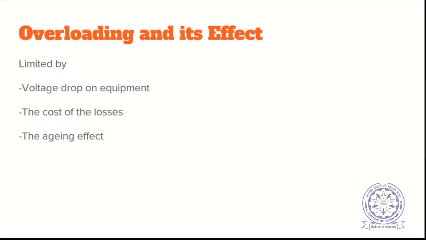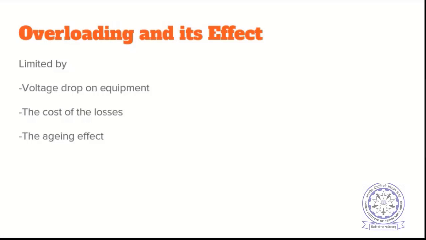And the second item is the cost of the losses. The transformer or equipment is designed for a particular value of current, which means it is designed for particular losses. If you increase I, suddenly the conductor diameter is not going to increase, so I square R losses will obviously increase. This increases the cost of losses in the equipment.